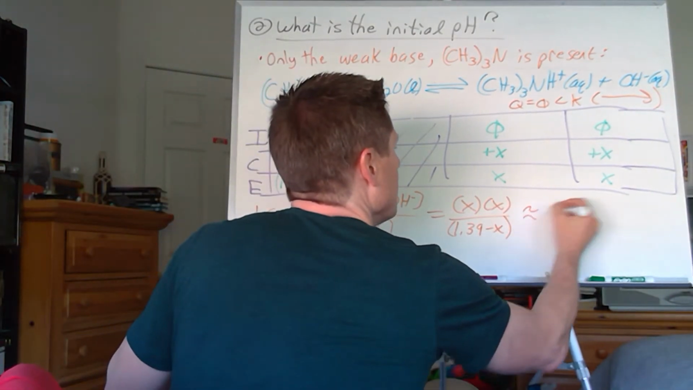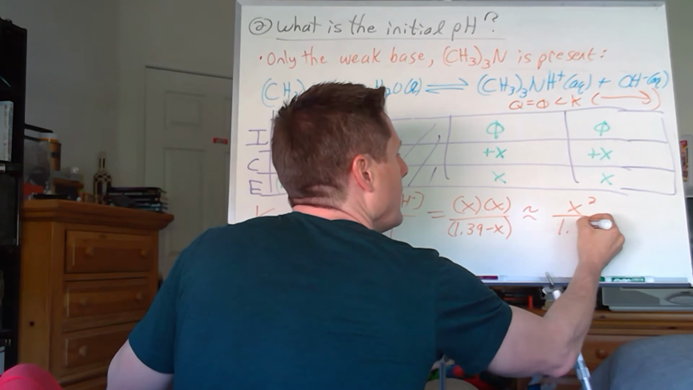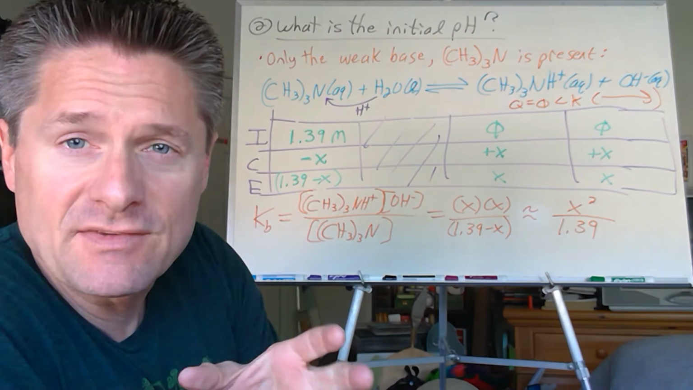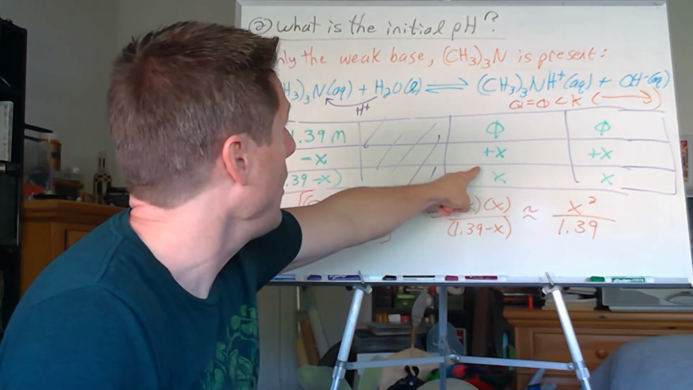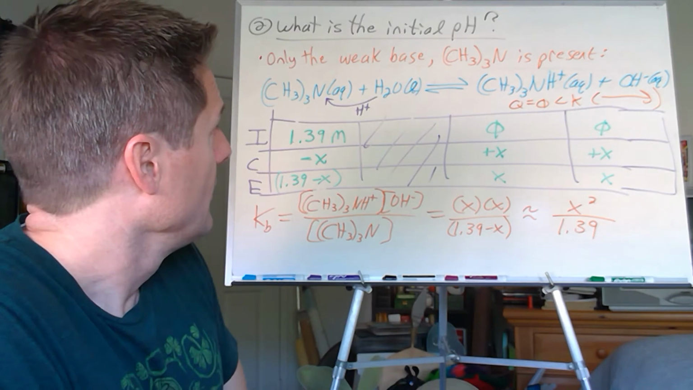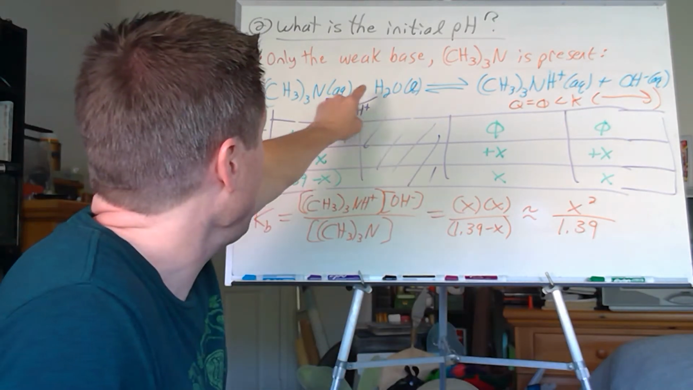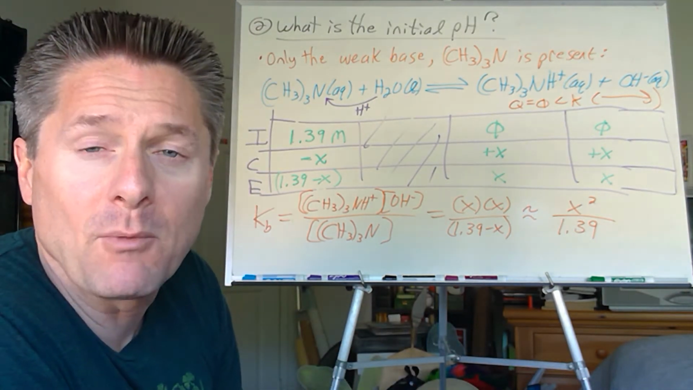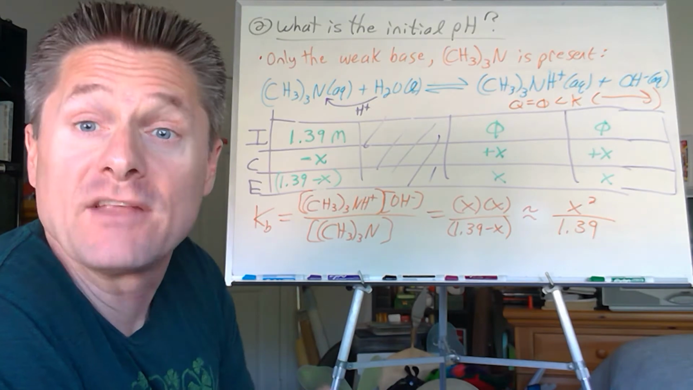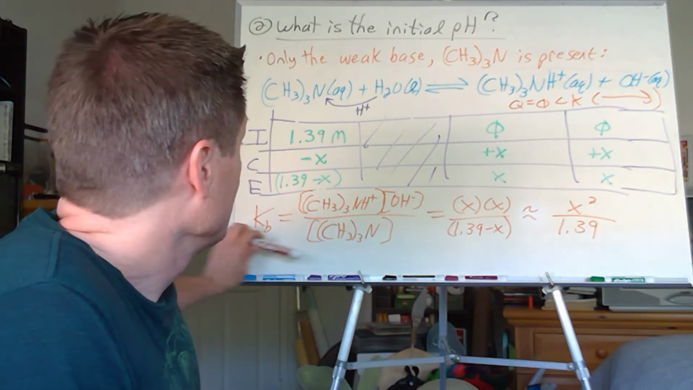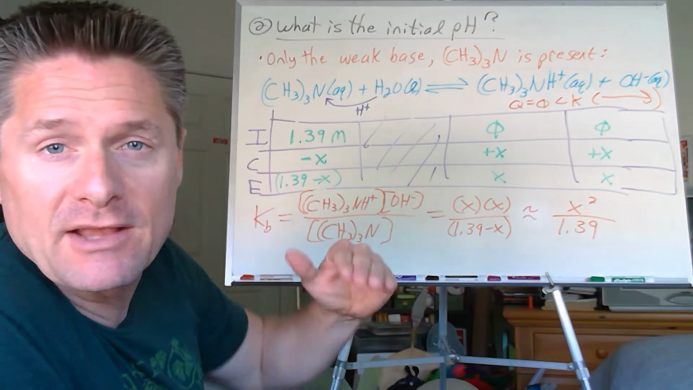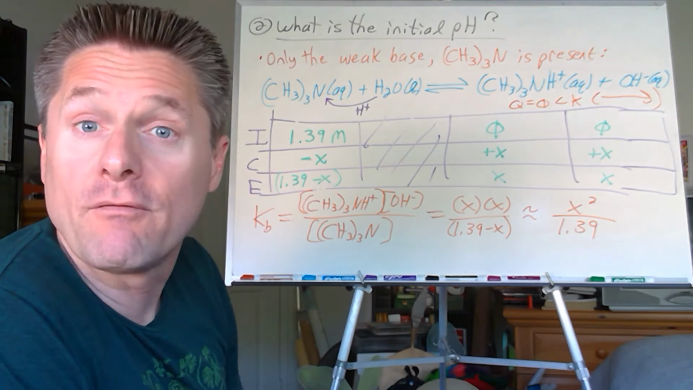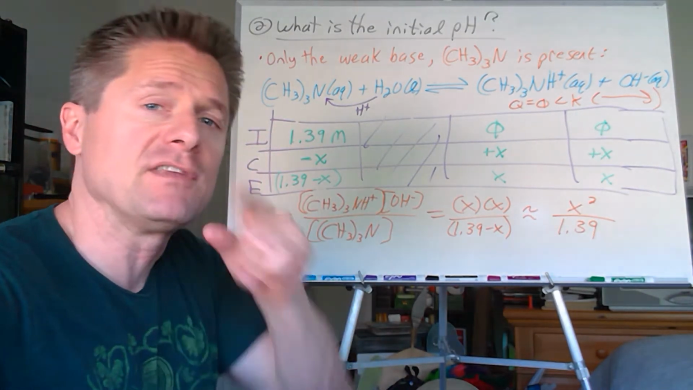So let's make this approximation that Kb is X squared over 1.39. Now if this assumption is valid, X, which is the OH minus concentration, will just be the square root of Kb times 1.39. Identical to what we did in the last problem. We just had a Ka instead of a Kb, and that'll give us OH minus instead of H3O plus. So let's test this assumption that it creates less than 5% error, and then go ahead and solve for X. I'm going to erase my board and do it. See if you can solve for X before I'm done.